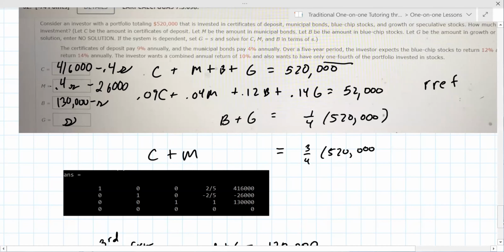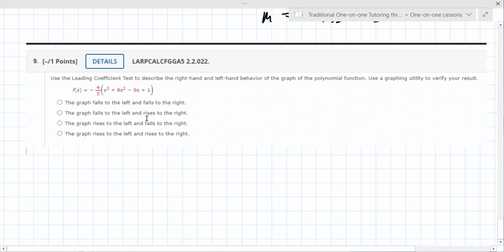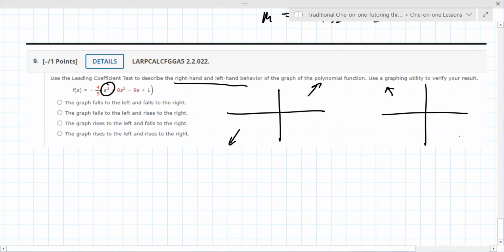All right, so let's look at this one. Use the leading coefficient test to describe the right hand and left hand behaviors. They basically want to know what happens to this graph. So you look at the highest power there, and a cube either starts low and ends high, or it starts high and ends low. This negative out in front is if the leading coefficient is less than 0, and this is if the leading coefficient is greater than 0. So you know that it falls to the right and rises to the left.